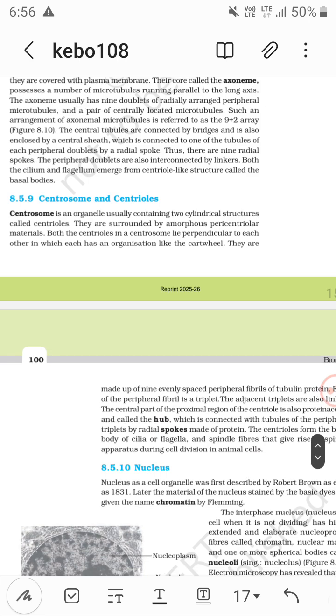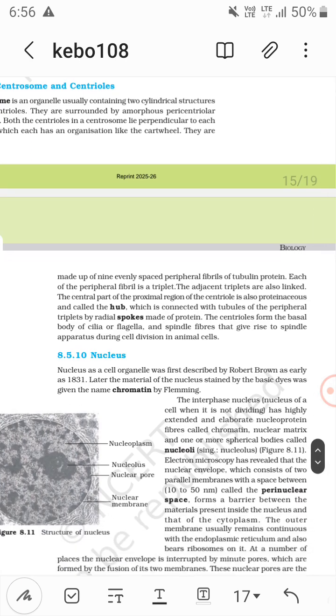Now centrosome and centrioles. Centrosomes are organelles usually containing 2 cylindrical structures. These are the centrioles, and they lie perpendicular to each other. They show a cartwheel-like appearance. They have 9 evenly spaced peripheral fibrils made of tubulin protein, and it is triplet. And the central part of the proximal region of the centriole is also proteinaceous, and this is the hub. This hub is connected with the peripheral triplets by radial spokes, so they are also 9 in number.